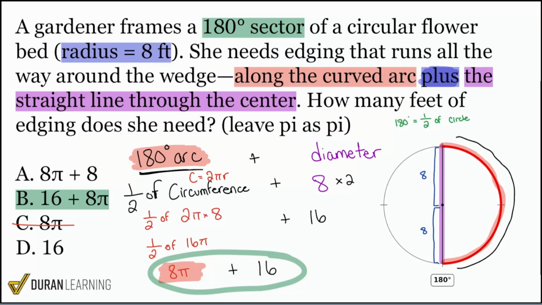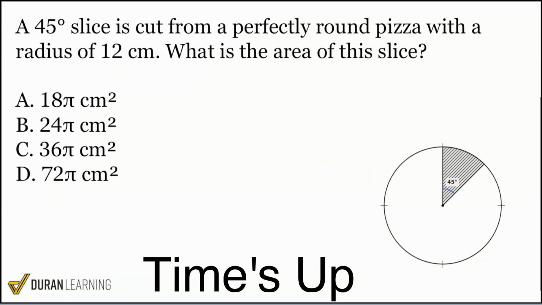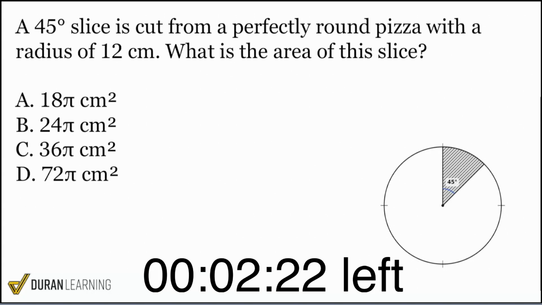Let's get the timer on the screen and let's get it going, everybody. 3, 2, 1, problem number 2. You got this. And also, Alicia, the reason that it couldn't be D is because D was just 16, and 16 was the diameter. Remember that it was the arc length plus the diameter. So it was 16 plus the 8 pi, not just 16 by itself. That's partially correct, which would make it incorrect.